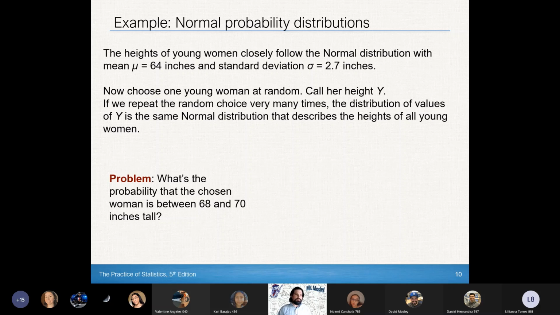All right. This is continuous because there's this range of heights, right? But no matter where we fall within there, there could be someone just slightly taller or slightly shorter. Right? There's an infinite number of possible heights. The problem we're going to answer is what's the probability that the chosen woman is between 68 and 70 inches tall?